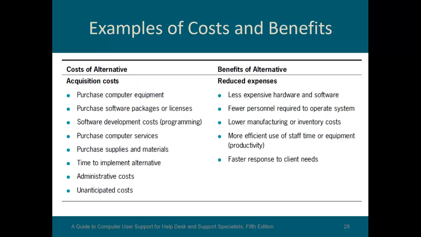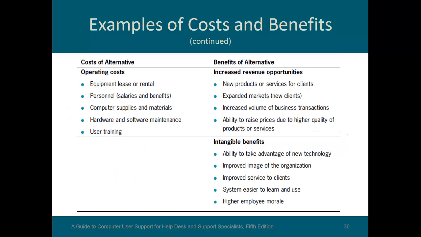Cost of alternative, benefits of alternative. So let's look at the acquisition costs. Purchase computer equipment; the benefit is less expensive hardware and software. Purchase software packages or license; fewer personnel required to operate systems. So you've got both sides of the table here for acquisition costs and reduced expenses that allow you to decide what is going to be important and what you want to put in all those cost and benefit analyses.